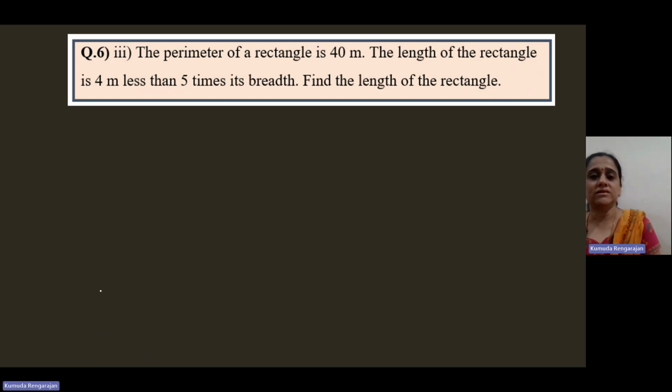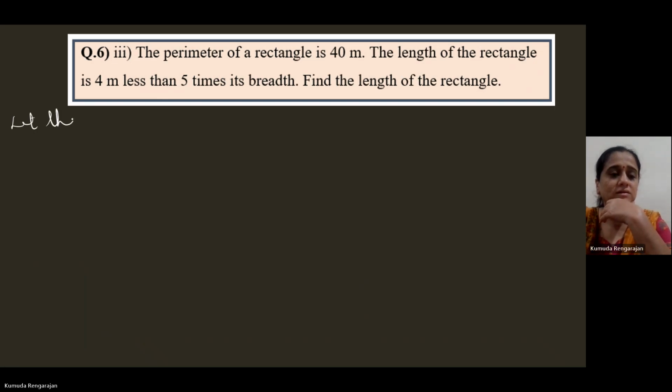The perimeter of a rectangle is 40 meters. The length of the rectangle is 4 meters less than 5 times its breadth. Find the length of the rectangle. So we need to find the length of the rectangle. So we'll say, let the length of the rectangle be L or X.